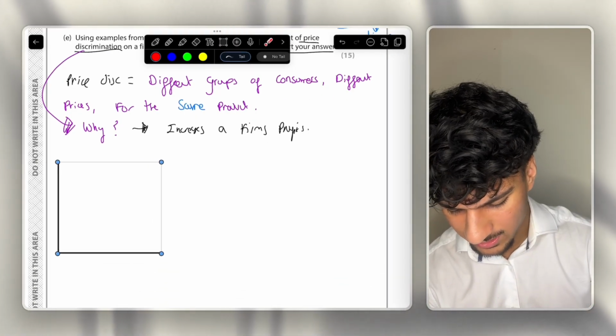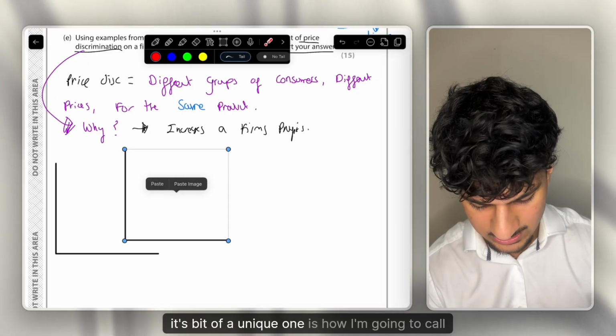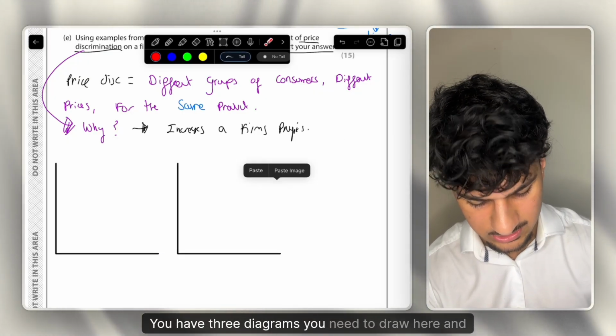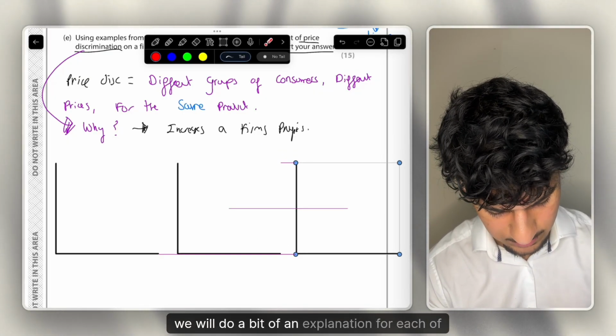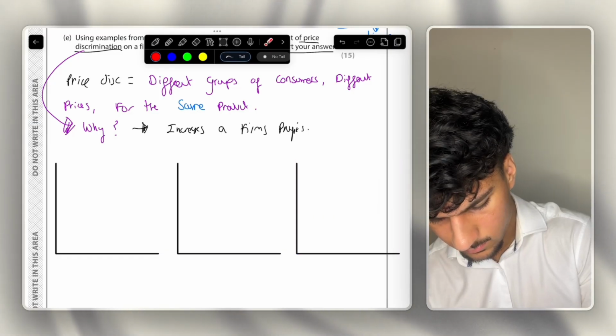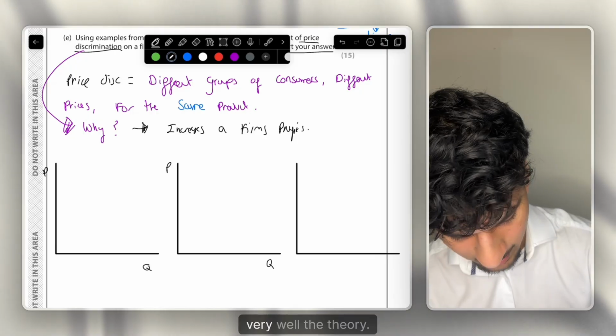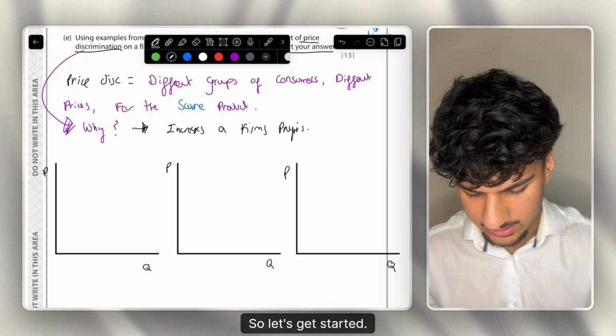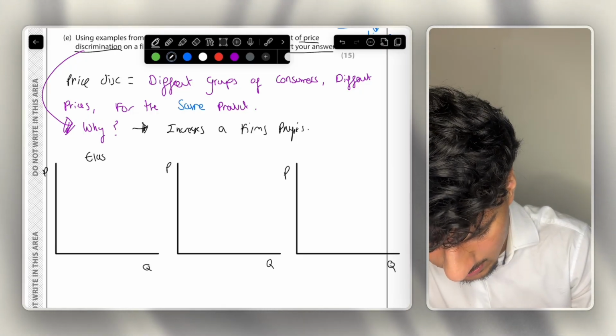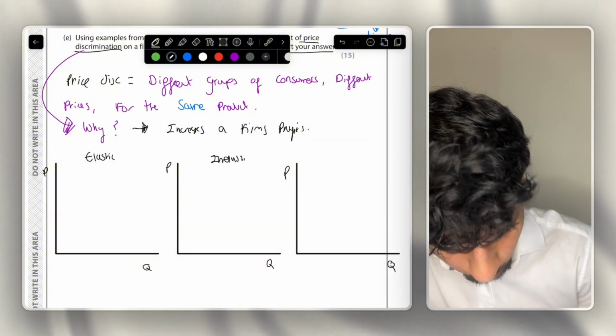They have a bit of a weird, a bit of a unique one, is how I'm going to call it. You have 3 diagrams you need to draw here, and we will do an explanation for each of these. The diagrams themselves are very simple, but they help explain the theory very well. So let's get started. I'm going to label 1 elastic, 1 inelastic, and 1 total.